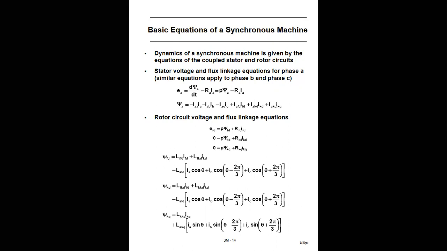Psi KD is equal to LFKD IFD plus LKKD IKD minus LAKD into the bracket IA cos theta plus IB cos of theta minus 2 pi by 3 plus IC cos of theta plus 2 pi by 3. And finally, psi KQ is equal to LKKQ IKQ plus LAKQ into the bracket IA sine theta plus IB sine of theta minus 2 pi by 3 plus IC sine of theta plus 2 pi by 3.